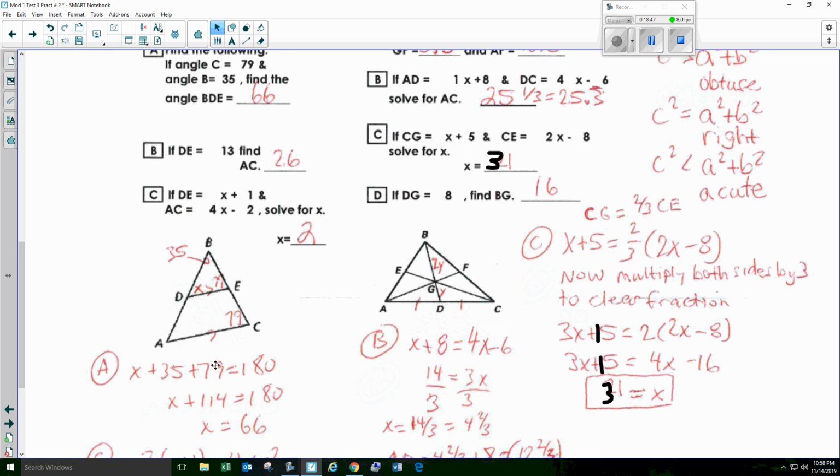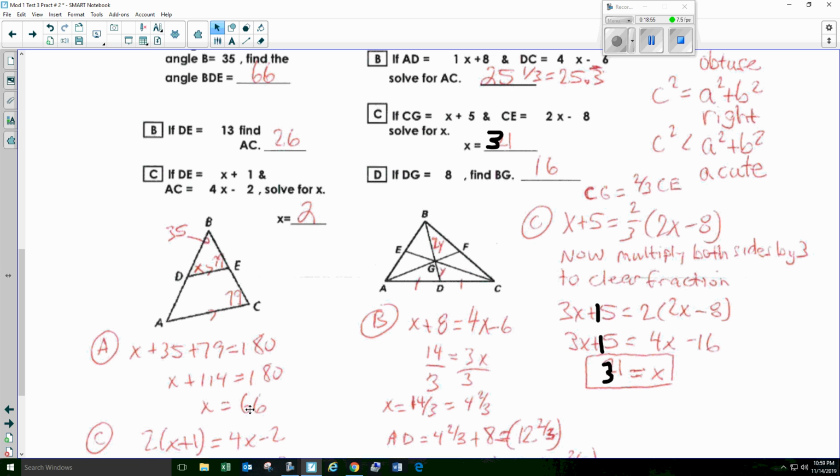X plus 35 plus 79 equals 180. X plus 114 equals 180. Subtract it across. This is all pre-algebra. X is 66 degrees. Okay, right there.